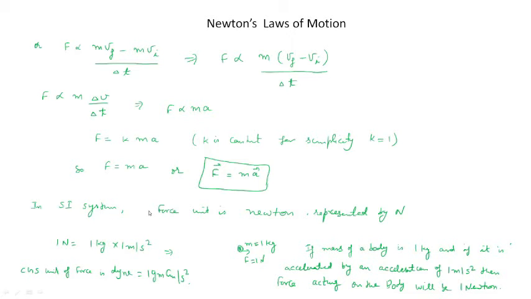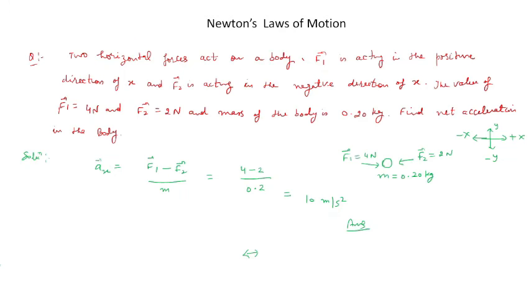The SI unit of force, you know that it is Newton and it is represented by capital N. We can write 1 Newton as equal to 1 kilogram into 1 meter per second square. If a body has mass 1 kilogram and if we want to accelerate it with 1 meter per second square acceleration, then we will need a force of 1 Newton.